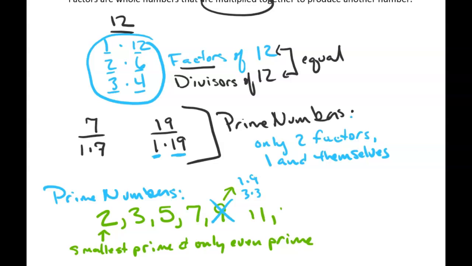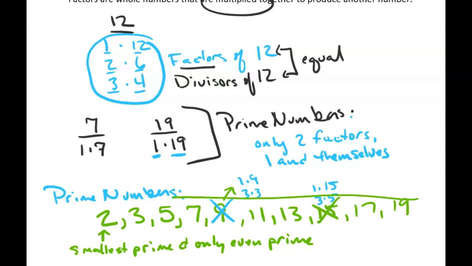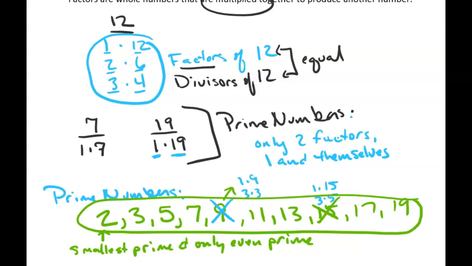11 is prime, 13. 15 is not prime. Again, I can write that in multiple ways, 1 times 15 or 3 times 5. 17 is prime, and 19 is prime. And that's all the farther we're going to go right now. Most of the things we'll be doing, we can just use this set of primes for.